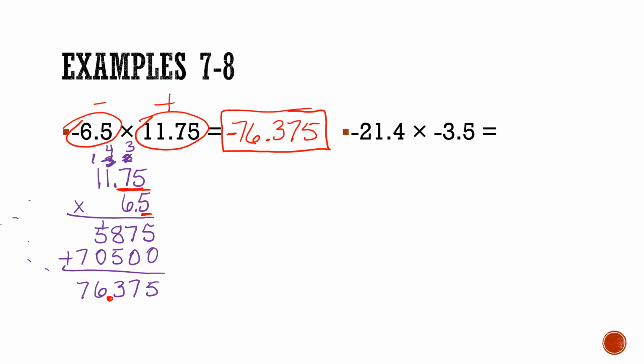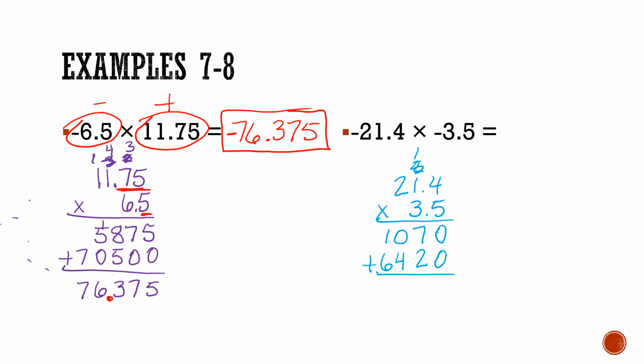In number 8, we had 21.4 multiplied by 3.5. 5 times 4 is 20, so 0, carry a 2. 5 times 1 is 5, plus 2 is 7. 5 times 2 is 10. We put our 0 as our placeholder. 3 times 4 is 12, so 2. This time we're carrying a 1. 3 times 1 is 3, plus that 1 we carried makes 4. And 3 times 2 is 6.